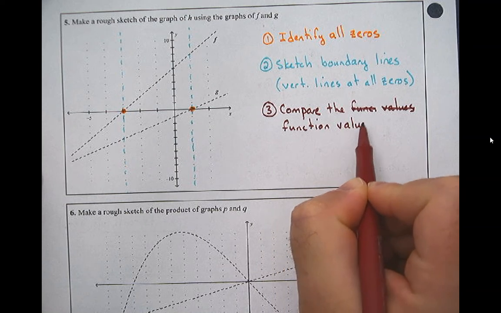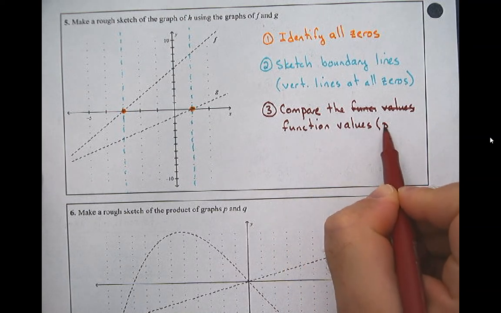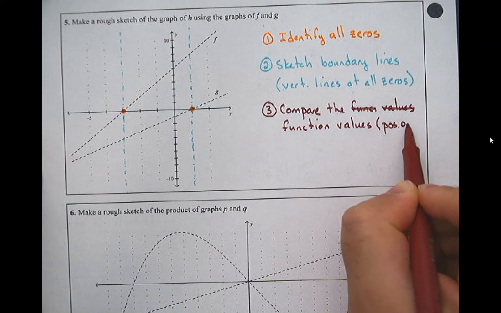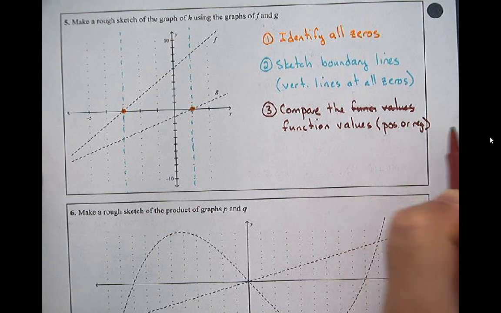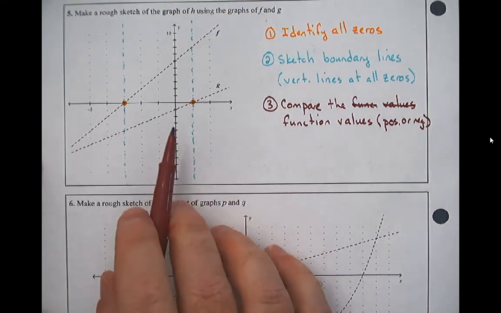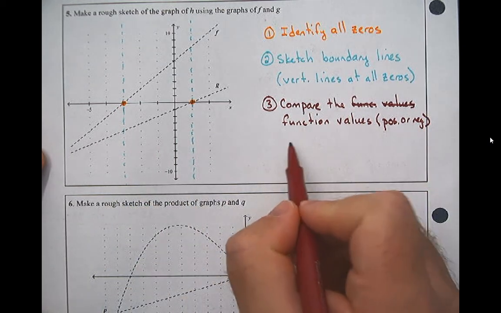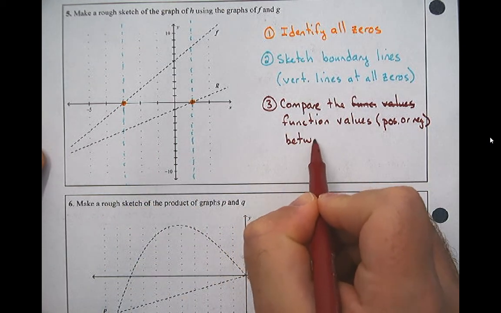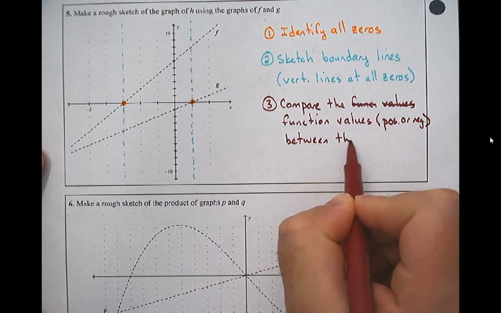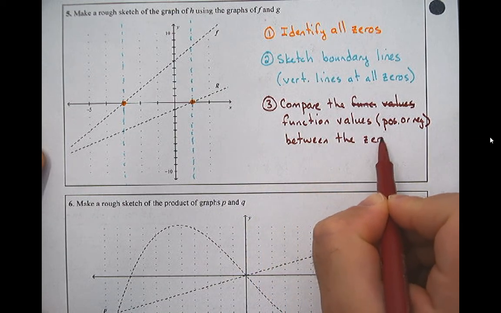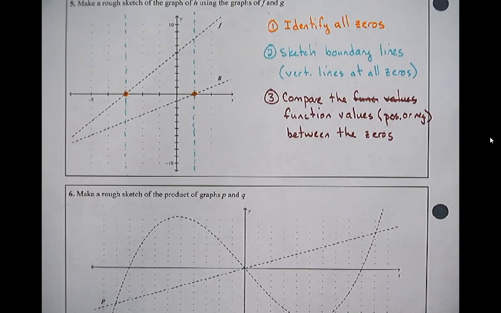values. Now the function values are either going to be positive or negative because we've highlighted all the places where that's a 0. Compare the function values, positive or negative, between the zeros or around the zeros. I don't know if between is the best way to say it, but so what does that look like?